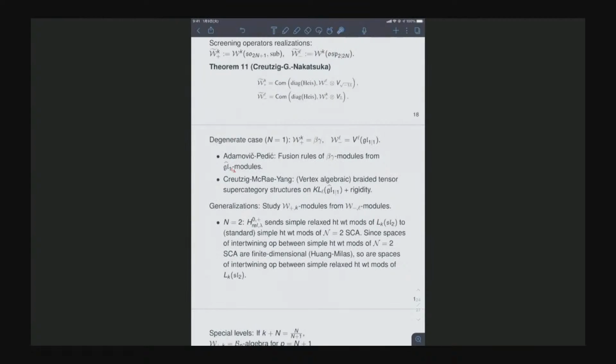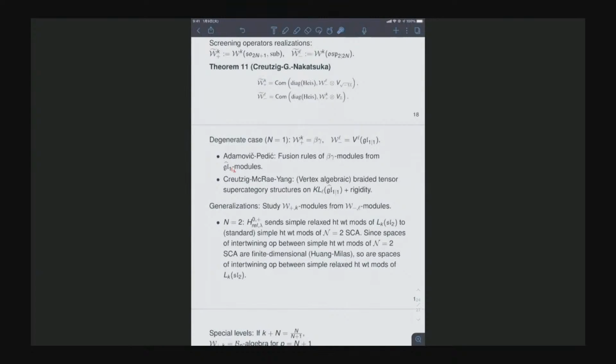And then we consider simple relaxed highest weight modules of affine SL2. This is very important in the context of logarithmic CFT. A typical simple relaxed module is this one. And we can prove that this cohomology functor maps this relaxed highest weight module to a simple highest weight module of N=4 super Virasoro. And so that highest weight module is very easy to deal with.